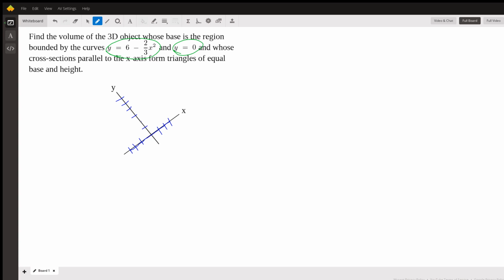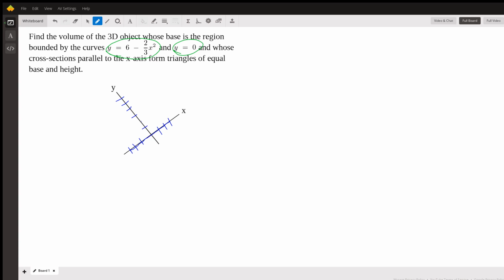So what I've gone ahead and done here, as you can see, is I've already thrown down a pair of x and y axes, and I've put them on a slant just to make the visualization into the third dimension a little bit easier to see. And so the first thing we're going to get is the region that this three-dimensional object is going to be defined over. And that's going to be given in terms of these two curves. One is the parabola and one is the x-axis.